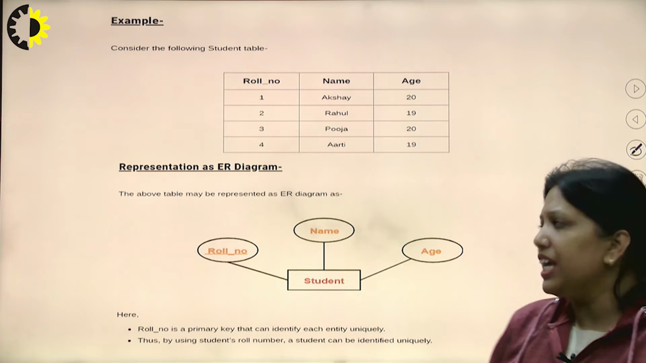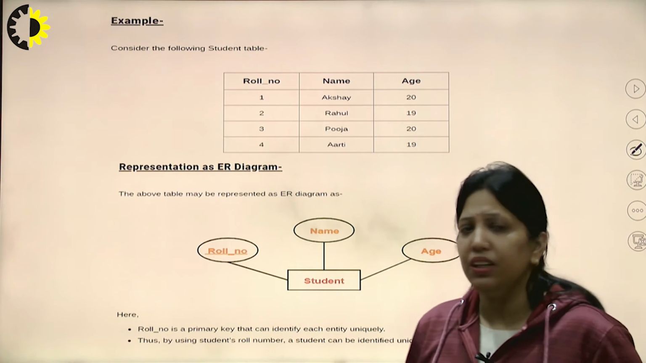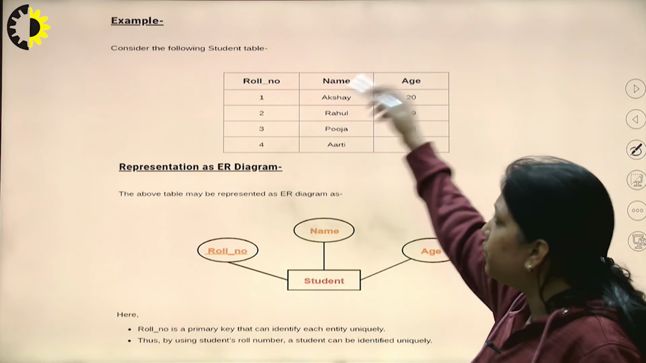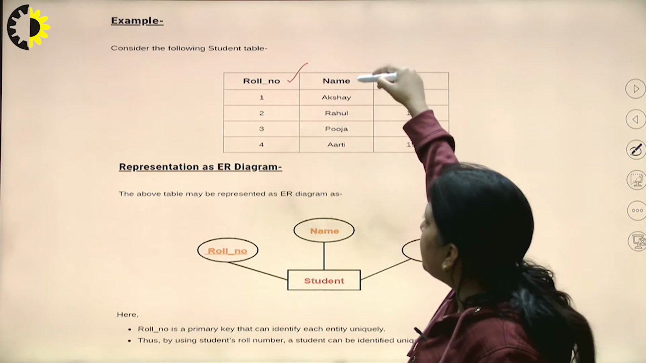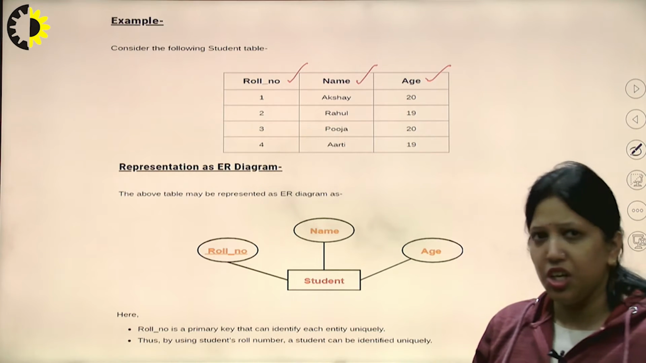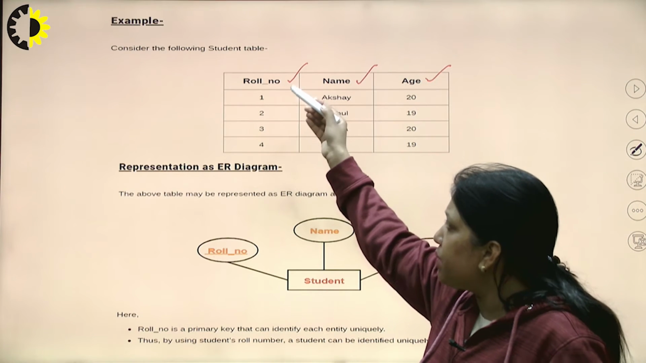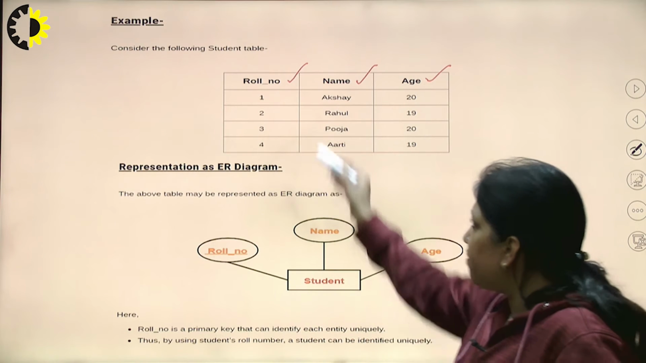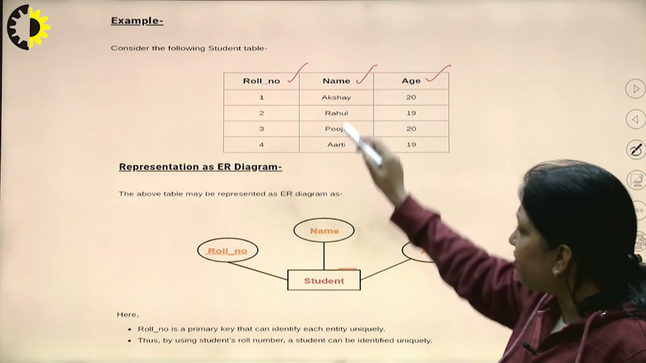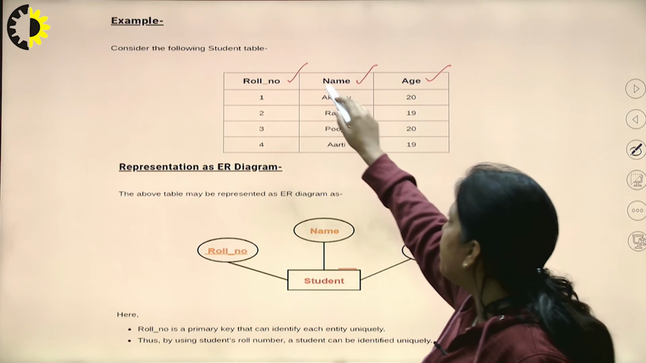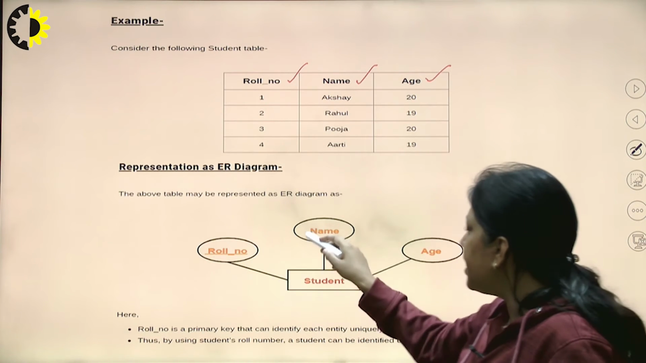So we can represent an entity with the help of an example. Here a database is given to us, the database of students, in which we have 3 attributes: one is the roll number, second is the name and third is the age. We can represent this student database with the help of the ER diagram, where we have an entity student. We represent this entity in a rectangle box and we have 3 attributes of this student: roll number, name and age.